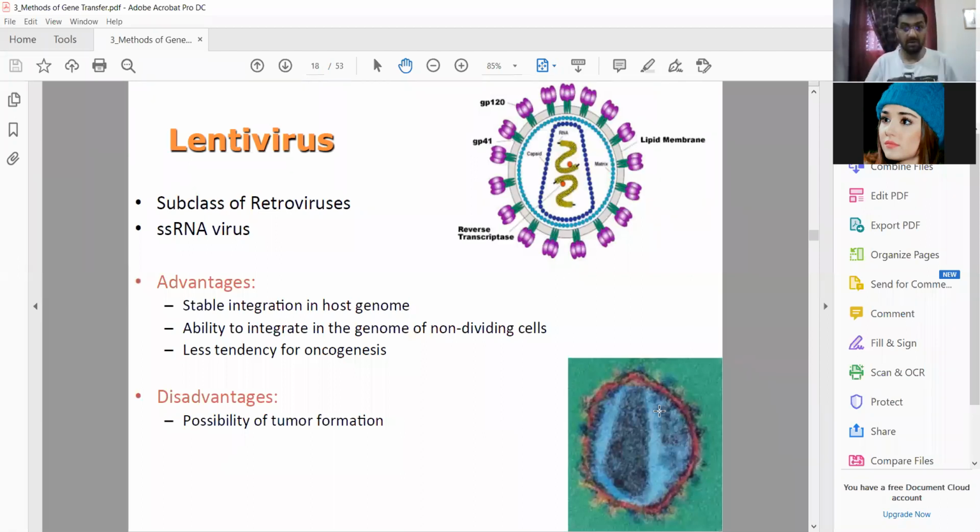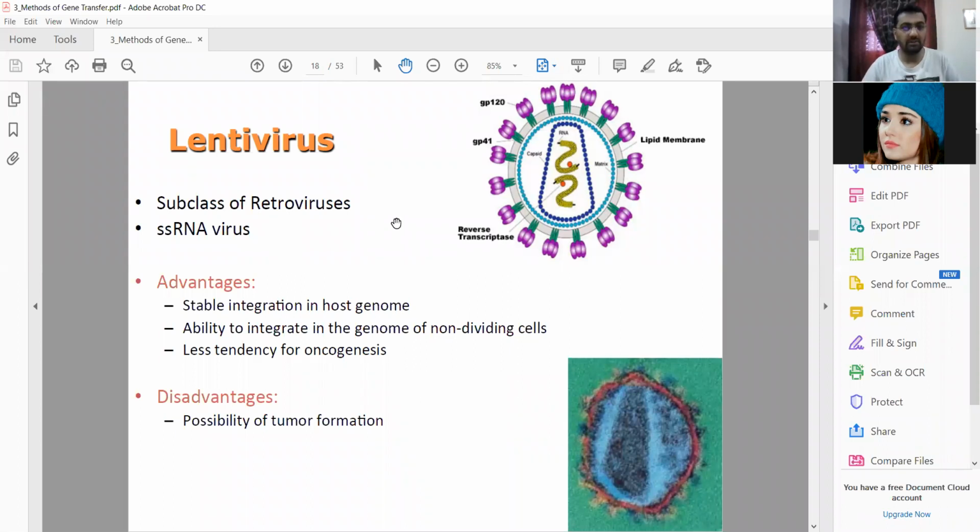So moving towards the last but not the least, the lentiviruses. These are a subclass of retroviruses, and again they are single-stranded RNA viruses, and they are mostly used nowadays for gene therapy and all types of stuff for this purpose. You can see the structure: there is an RNA structure with a capsid and matrix, and then there are different ligand binding proteins at the surface.